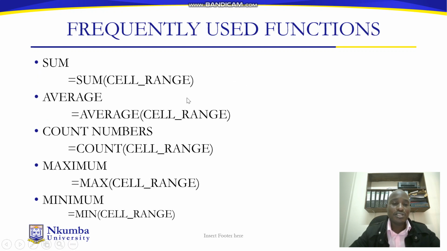Now, frequently used functions which we need to learn: we have the SUM, written equals SUM, then the cell range or cell reference in brackets as the argument. AVERAGE, equals AVERAGE, cell range again. COUNT counts the numbers in the range. Then MAX finds the highest number in the range, and MIN finds the minimum number, or the smallest number, in the range of cells.